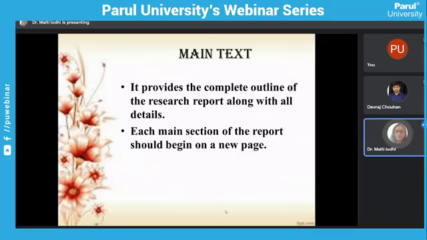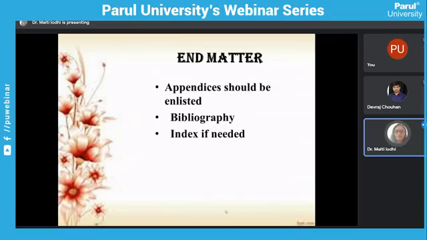Now the main text, what consists the main text. It provides the complete outline of the research report along with all details, and each main section of the report should begin on a new page. So these things you have to remember while you are arranging the main text. Now the end matter: appendices should be enlisted, bibliography, index if needed. You have to list all these things in the end matter of your dissemination or presentation of your research thesis or report.